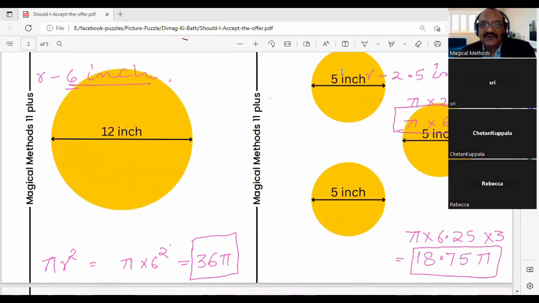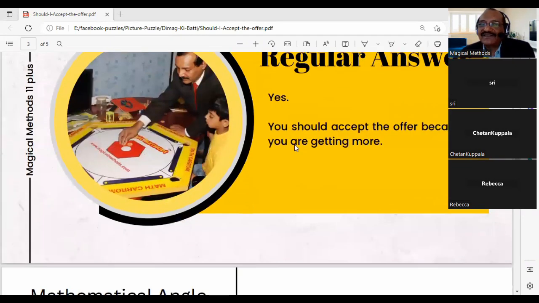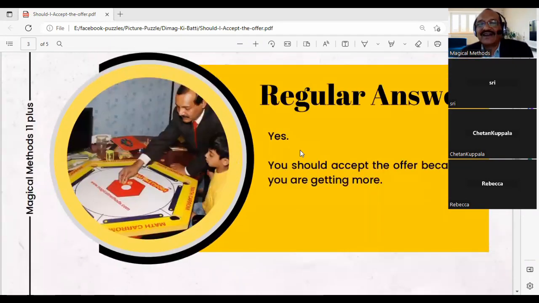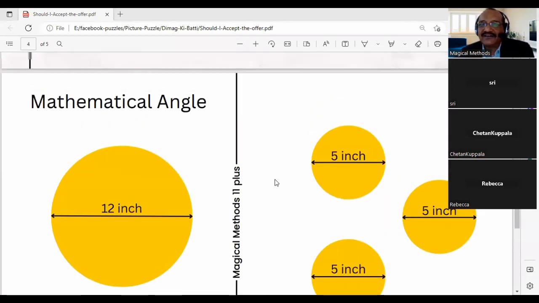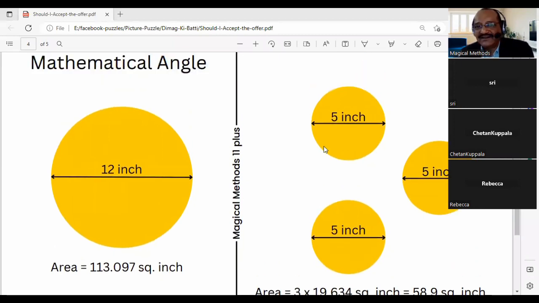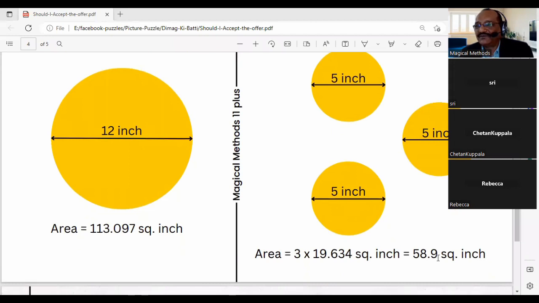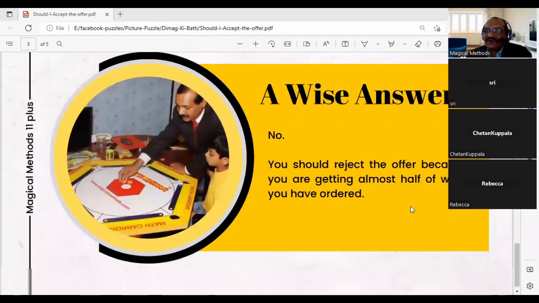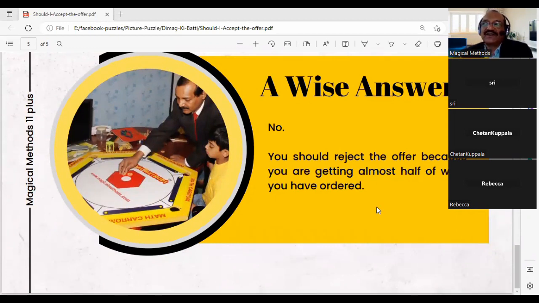Let me take you to the wise answer. The regular answer, yes, I got a lot of answers and they all said, yes, you should accept the offer because you are getting more. Okay, I have shown you the mathematical angle. The 12-inch pizza's area is 113.097 square inches, and the three 5-inch pizzas' area is 58.9 square inches. The wise answer is no. You should reject the offer because you are getting almost half of what you have ordered. All right. This was a very interesting case. That's why I took it up and said, okay, let me discuss this with the group.